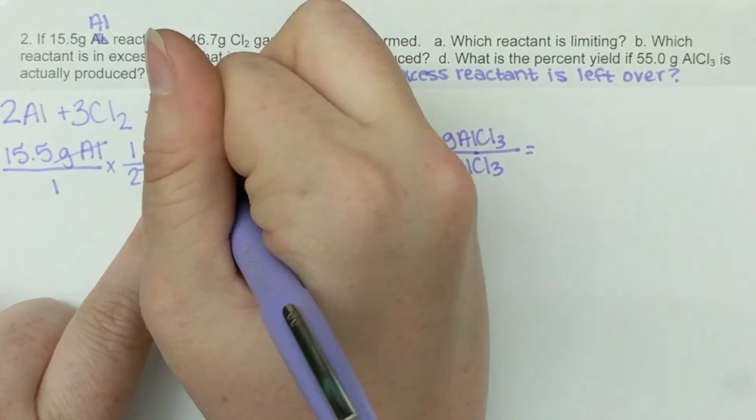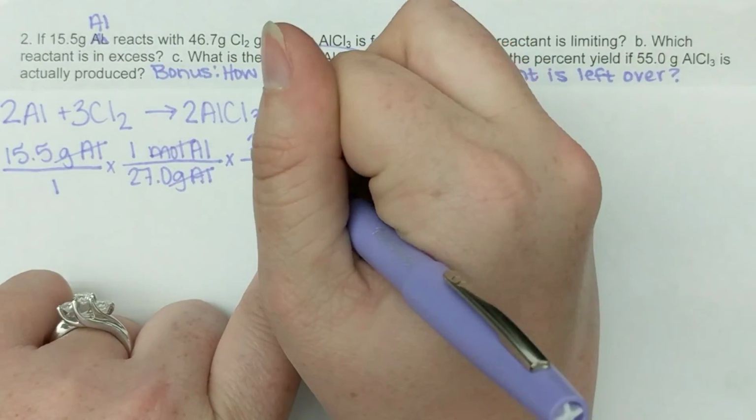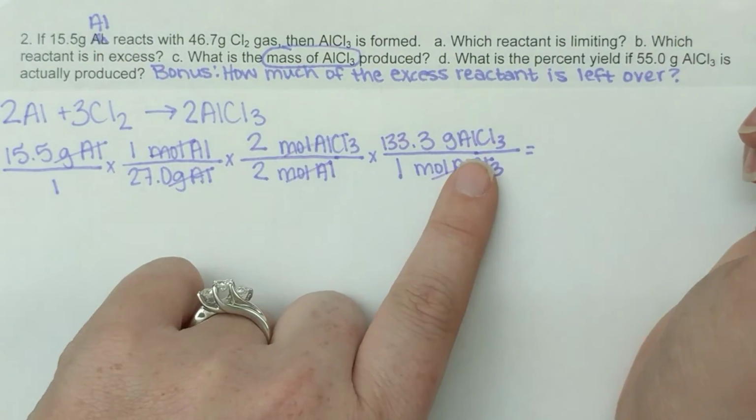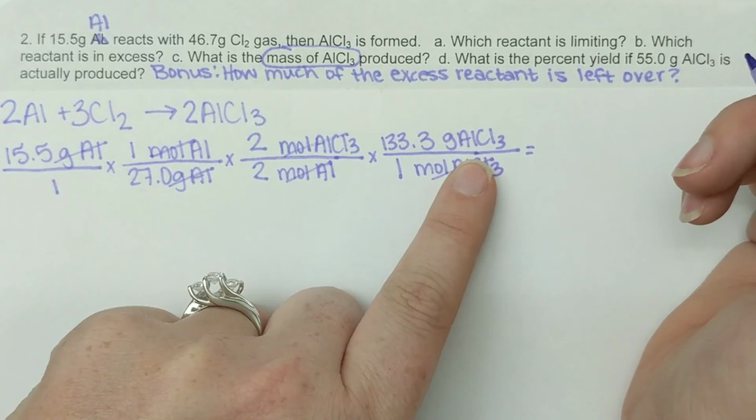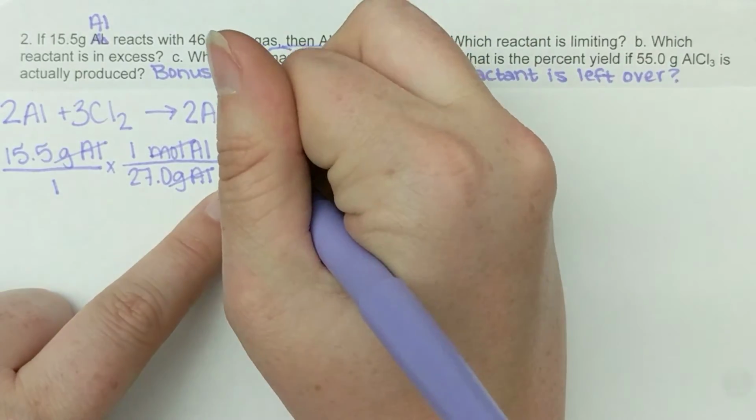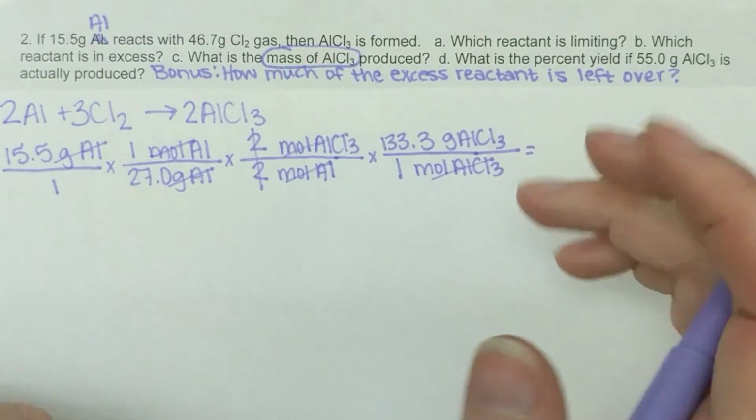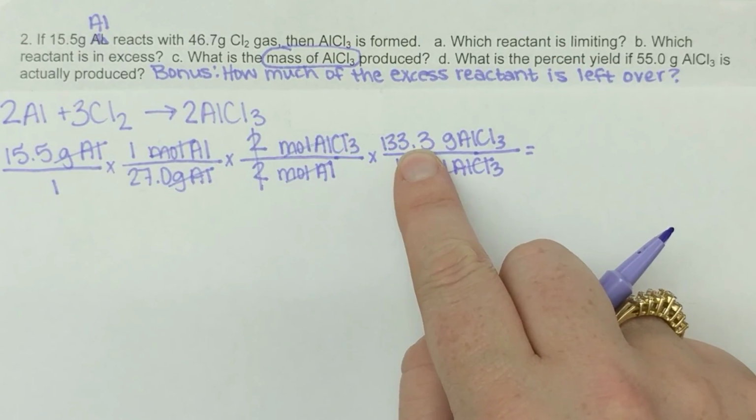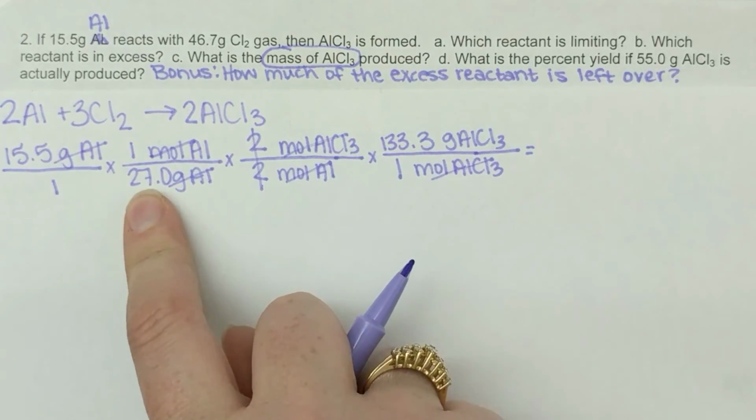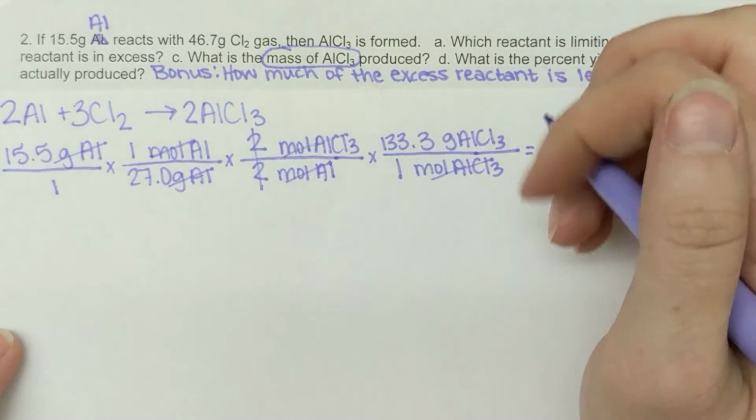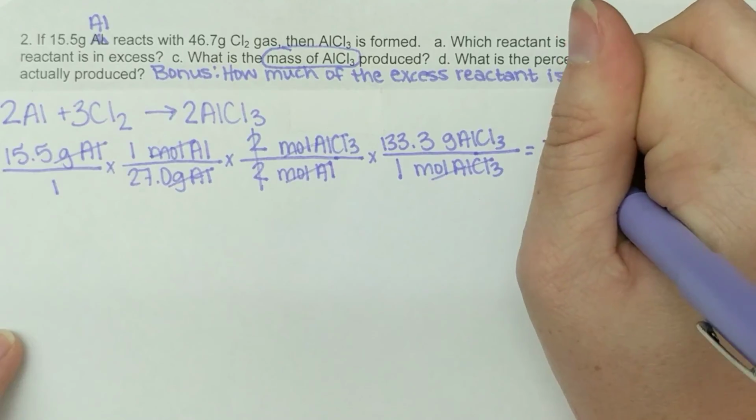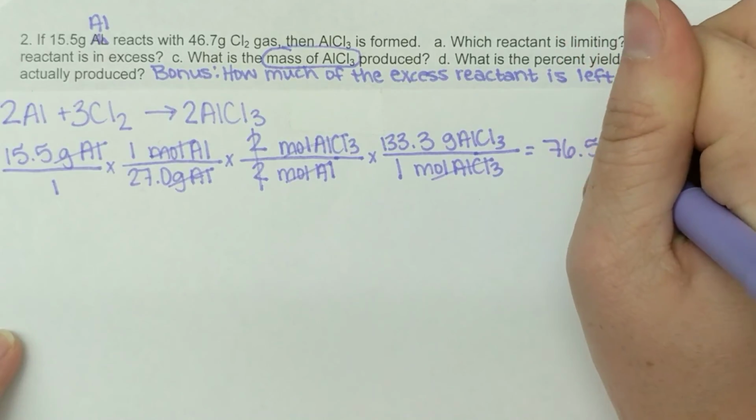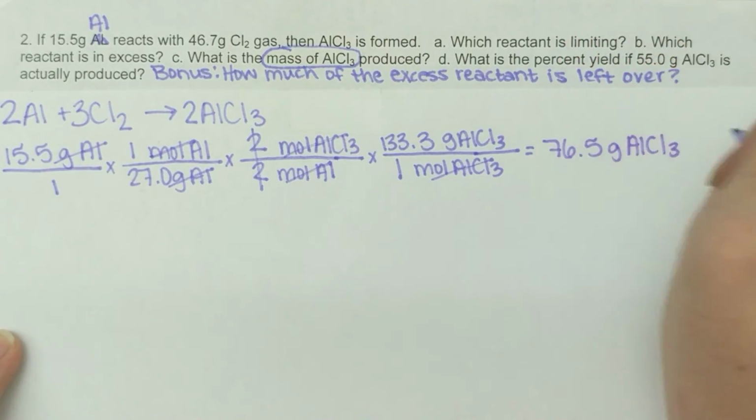Okay, moles of aluminum has canceled. Moles of aluminum chloride has canceled. I'm in grams of aluminum chloride. Okay? Also, the 2's cancel because times 2 divided by 2 is 1. So it's 15.5 times 133.3, and then divide that by 27. And I get 76.5 grams of aluminum chloride. Now this may or may not be the answer.